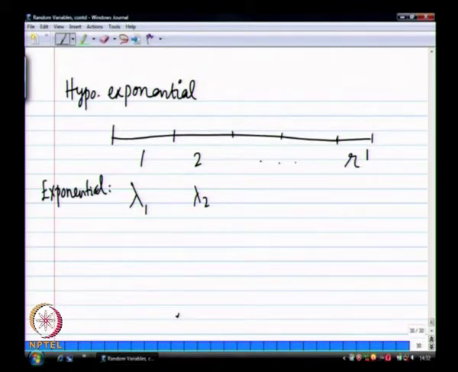Before I give the general case, if I have only 2 phases, what is the distribution f of t? So for lambda 1 not equal to lambda 2.